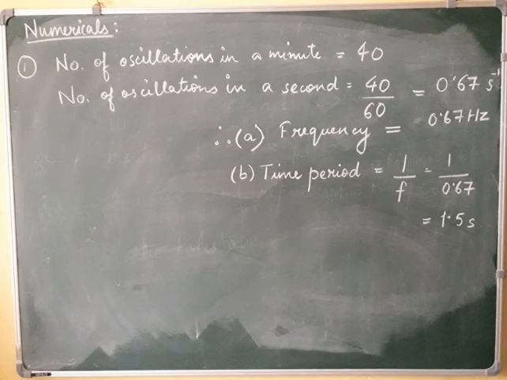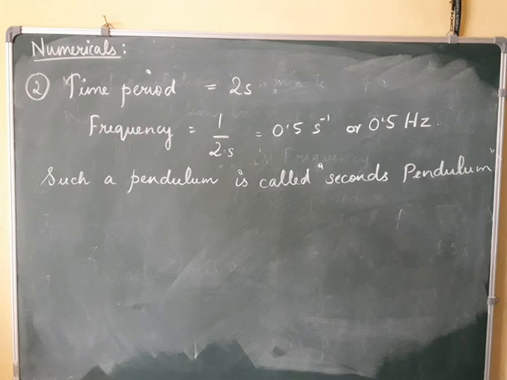Question number 2: the time period of a simple pendulum is 2 seconds. What is its frequency? Time period is given as 2 seconds. What is the relation between frequency and time period? Frequency is 1 by time period. So the frequency will be 1 by 2 seconds, which is equal to 0.5 per second or 0.5 hertz.